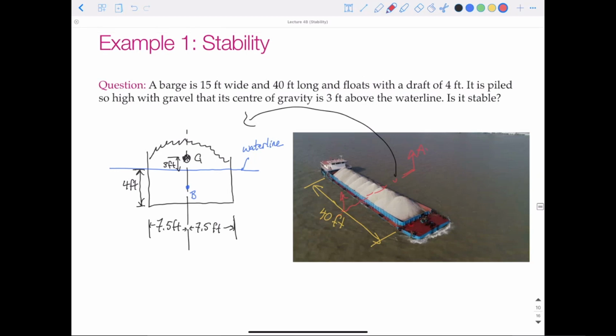So there's our diagram. So is this stable? What else can we learn from this so far? We know the distance from the water line to our center of gravity. What is the distance from the water line to our center of buoyancy?